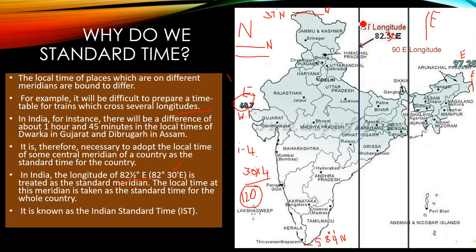Now this passes through Mirzapur in Allahabad, UP, and the time on this longitude is taken for the whole of India. That is why it is called as the Indian Standard Time. Why? Because it is equal to here and equal to here, right? It is in the middle, neither ahead nor below. It is equidistant. That's why this is taken as the Indian Standard Time. It is also known as the Indian Standard Meridian or Standard Meridian of India, right? We'll move ahead.